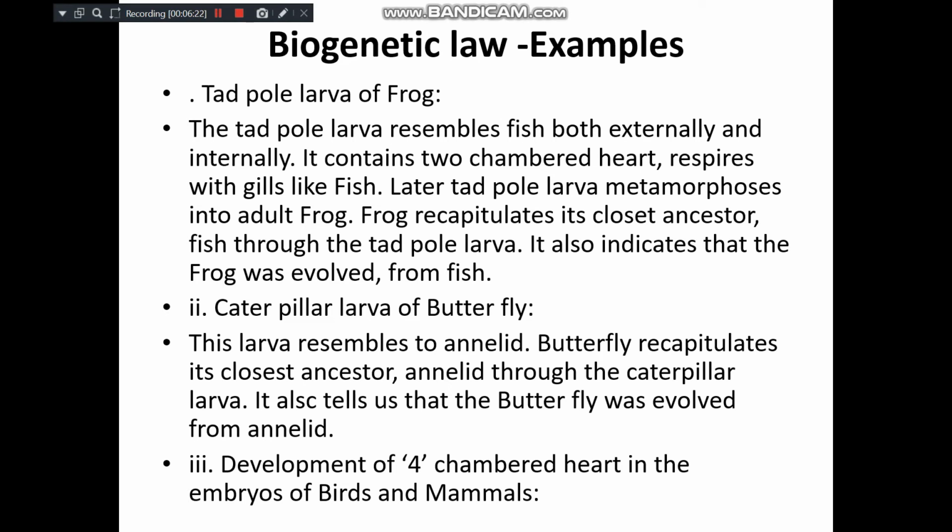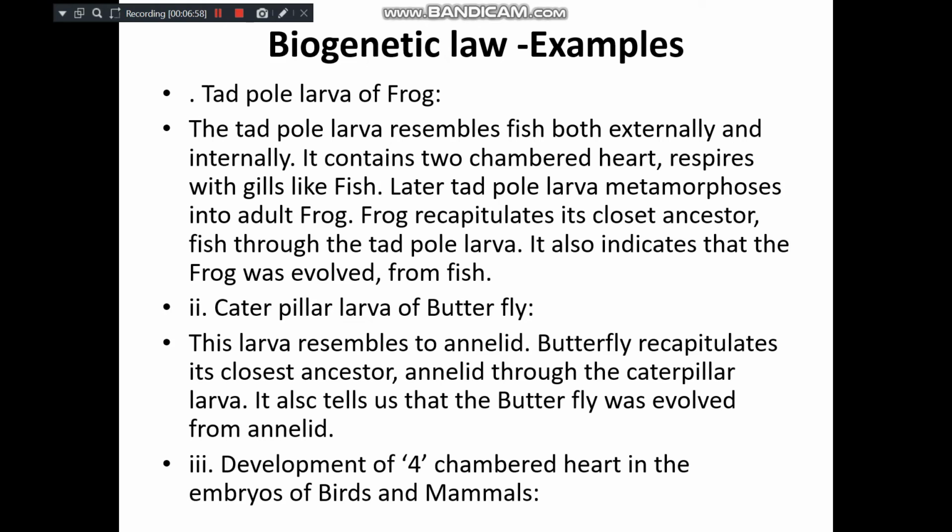Take the example of the tadpole larva of a frog, and we agree that frogs, being amphibians, evolved from fishes. Look at the larva, that's the tadpole. The tadpole of the amphibian, that is the frog, resembles the fish. I hope all of you have seen the tadpole, especially in the rainy season in stagnant water bodies, and many times you confuse it for a fish by looking at its appearance and morphology.